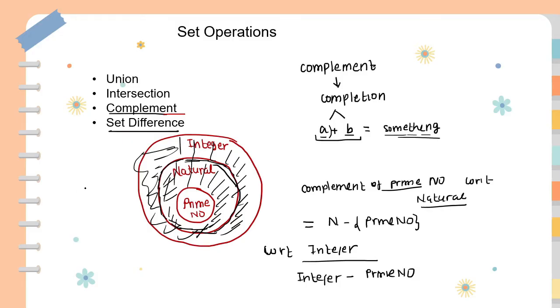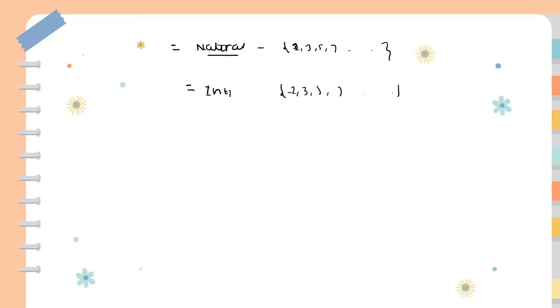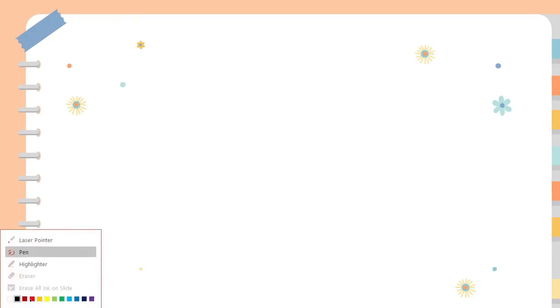So the fourth concept is set difference here. So let me erase here, and set difference. So set difference is denoted by a minus b. So set difference means a minus b. So basically it means all elements in a excluding b.